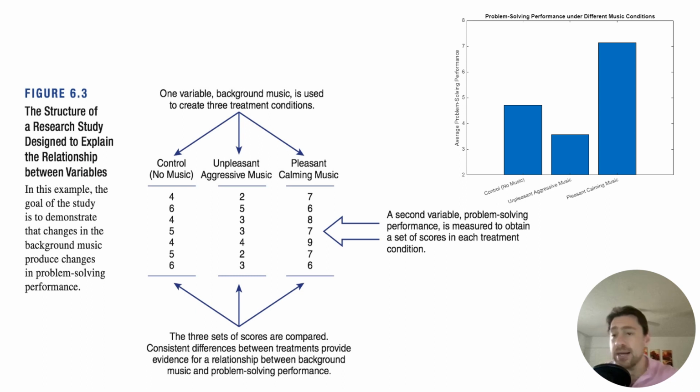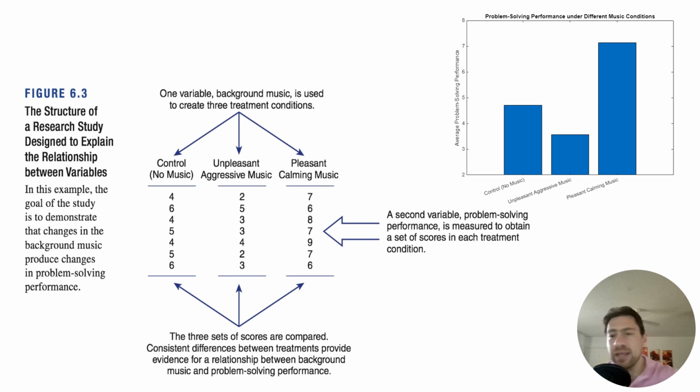Okay, let's consider another hypothetical confound. What if the measurements for these three conditions were collected on different days of the week? So maybe aggressive music data were collected on Monday, the control data on Wednesday, and the calming condition data on Friday. Well, that also could be a confound, because maybe the day of the week is causing the difference in performance and not the music. And maybe people are more relaxed on Fridays, and so they do better at these problems than they do on Monday, right? That's a confound.